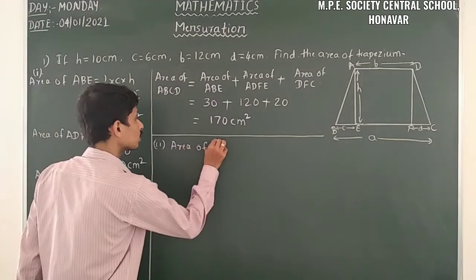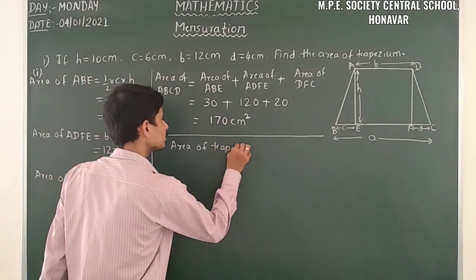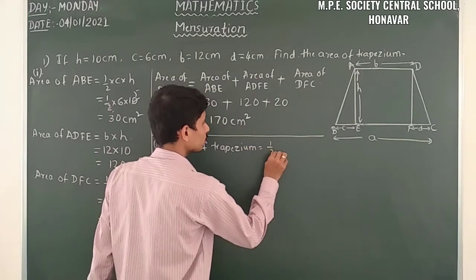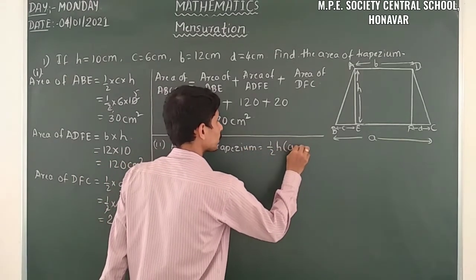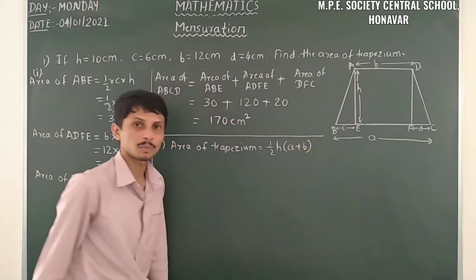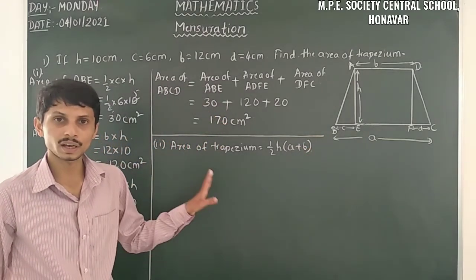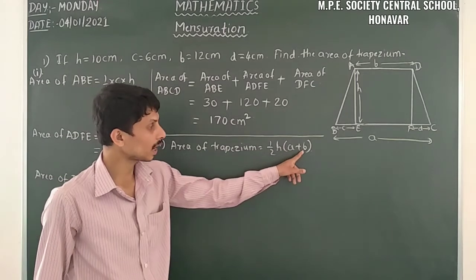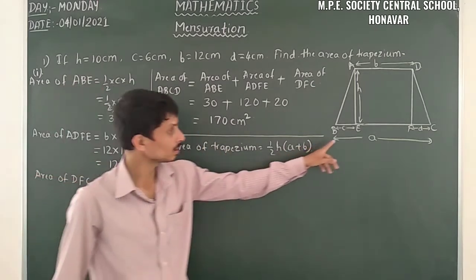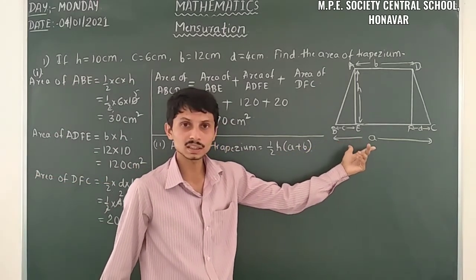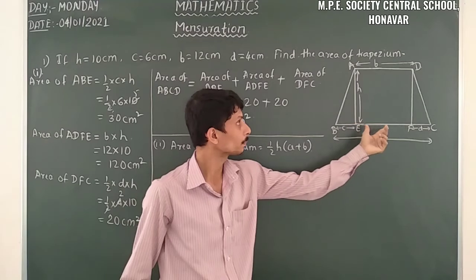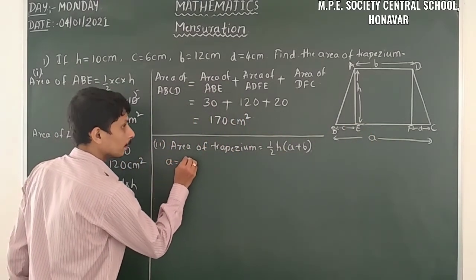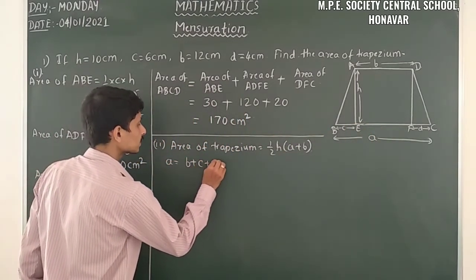Area of trapezium is equal to 1 by 2 into h into a plus b. We have the formula here. So using this formula we have to find out the area of the trapezium. Here b we have, but what is the value of a? Just observe, here a is the sum of these three things, c, b and d. That is, a is equal to b plus c plus d.